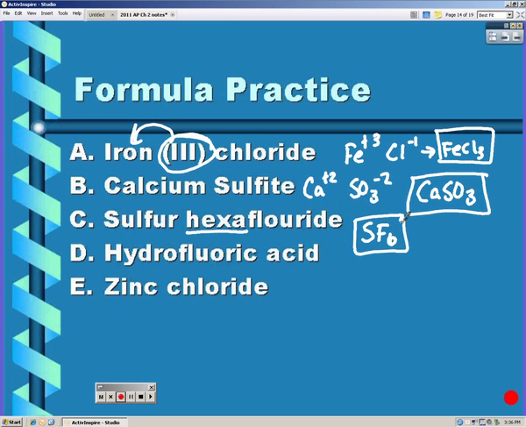Hydrofluoric acid: hydro and "ic" came from "ide," so that's fluorine. Fluorine has a -1 charge, so that's just HF.